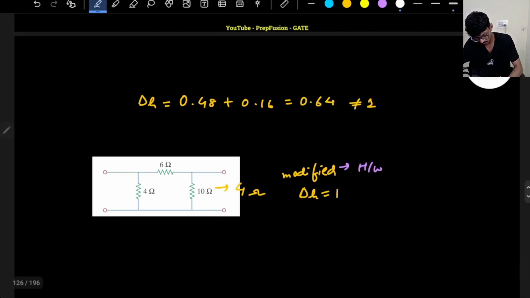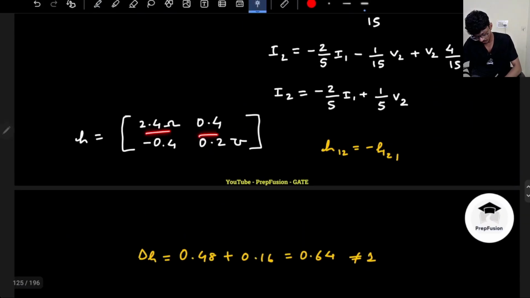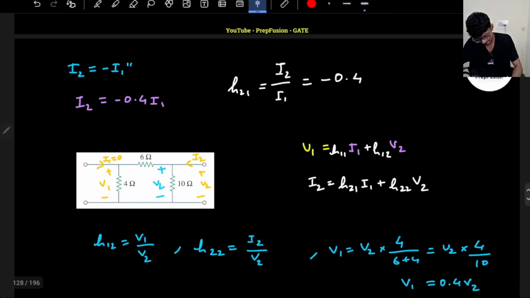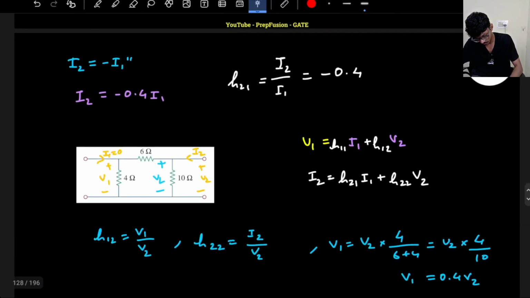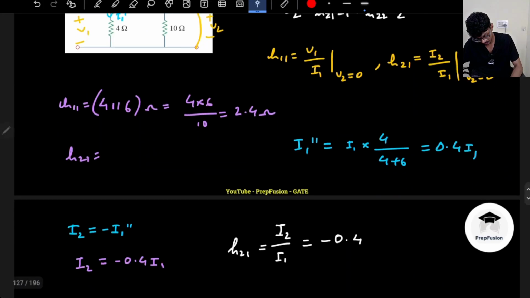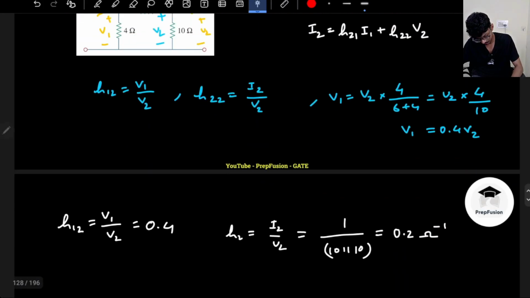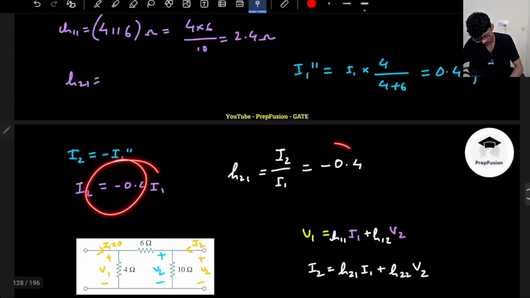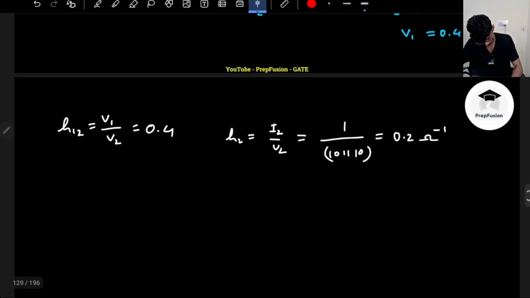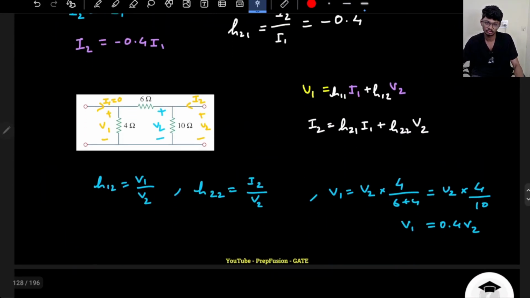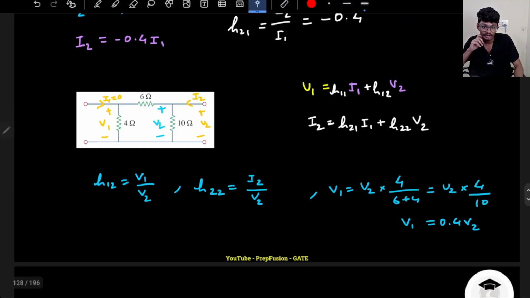If I cross check with the previous values, it was 2.4, then 0.4, then minus 0.4 here, minus 0.4 here, and 0.2. The last parameter I remember is 0.2. Yeah, so it is exactly matching. So both ways will work. Whichever method you want to use, you will be able to find out.